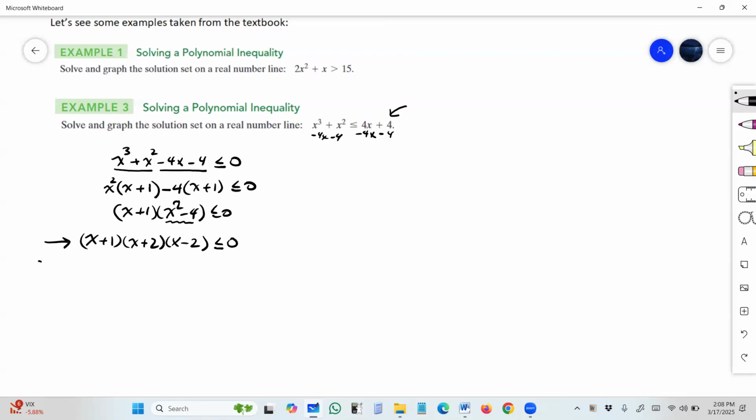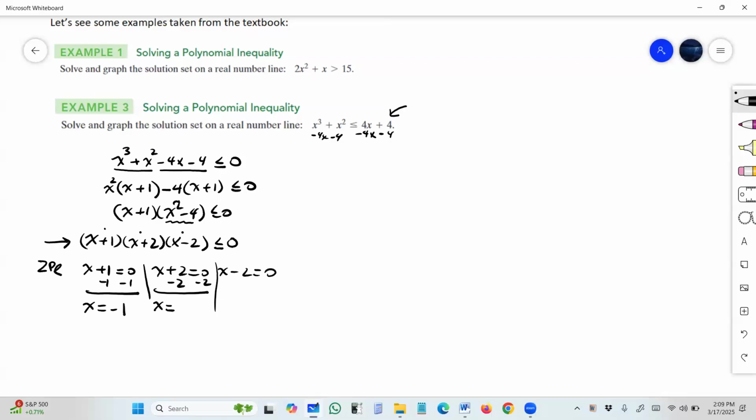I'm going to apply the zero product rule and set each factor to 0 and solve for x. This is very easy. You don't even need to do this step. You can do it in your head. And solve each one individually. So the first case, I'm going to subtract 1 on both sides. Second case, I'm going to subtract 2 on both sides. Third case, I'm going to add 2 to both sides. And I got the 3 roots.